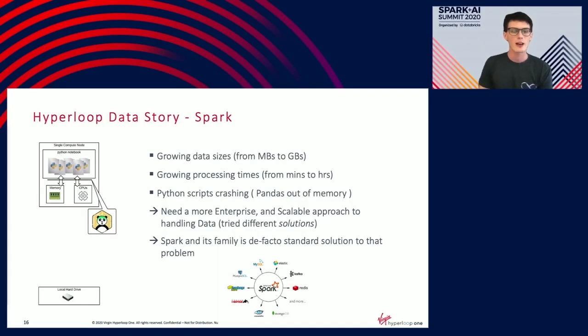So let me tell you our Hyperloop data story. About a year ago, our data sizes started to grow from megabytes to gigabytes, and our processing time started to go from minutes to hours. And our Python scripts, especially Pandas scripts, were running out of memory. So we decided we needed a more enterprise and scalable approach to handling our data. We tried different solutions, and we found that Spark and its family is the de facto standard solution, and it's great with so many connectors and tools around.